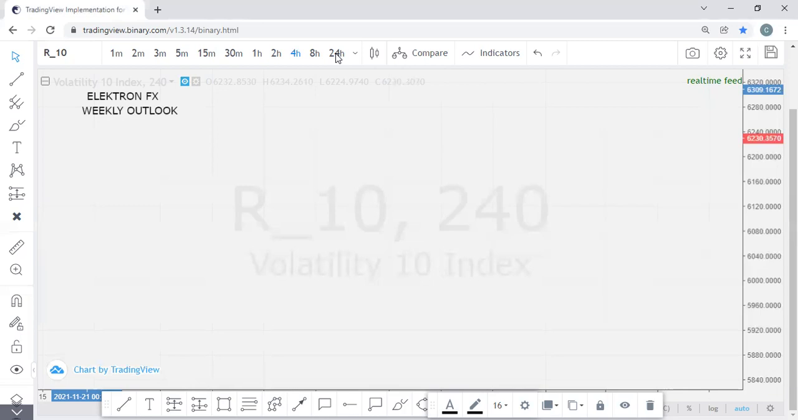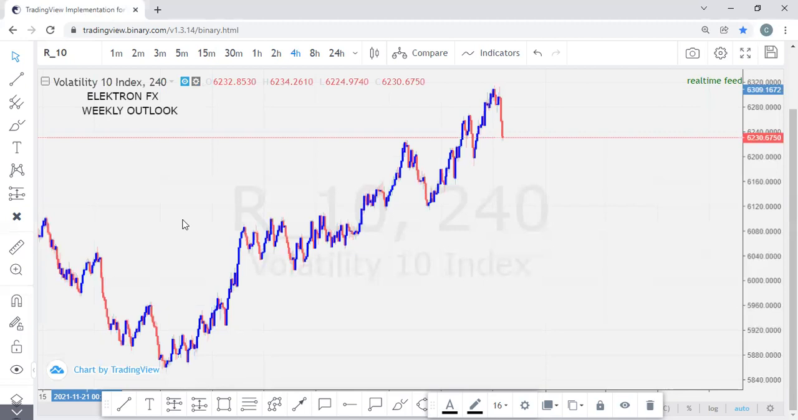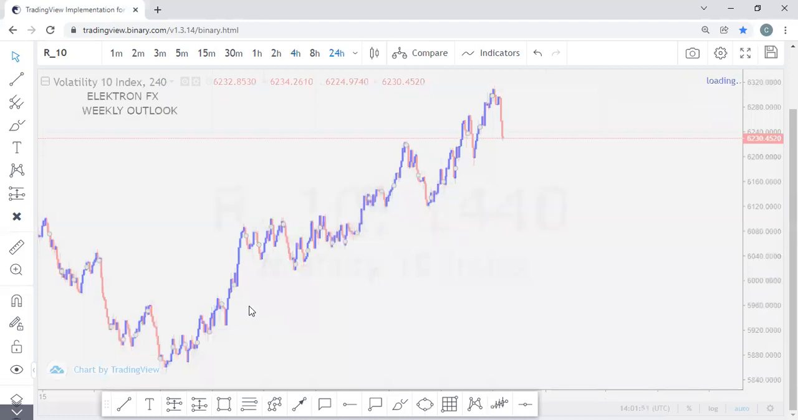That's our weekly outlook on the synthetic indices. So let's have the first asset here, Volatility 10. All right, so let's do top-down analysis. From this, I can see that this market has been quite bullish. Let's look at the daily time frame to see if we can see something.